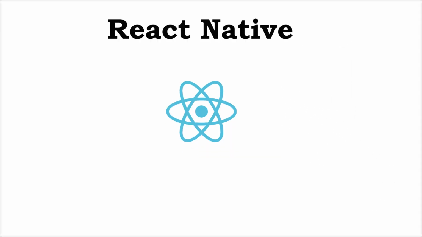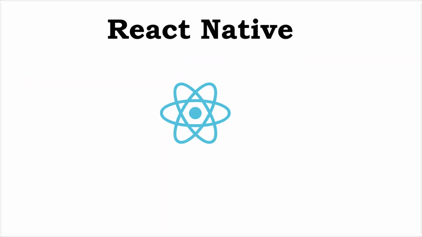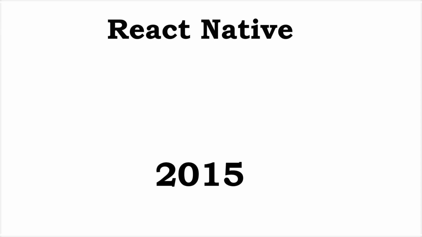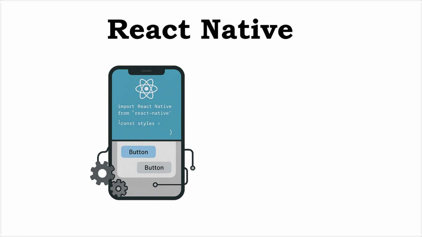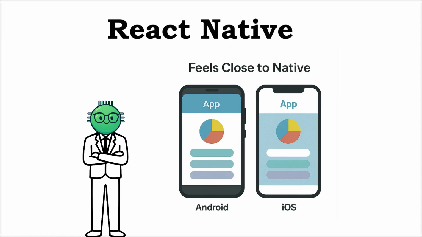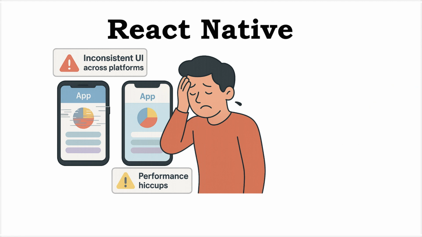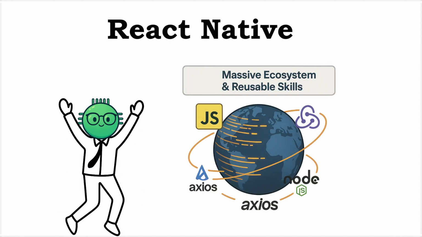React Native. React Native is built by Meta and based on JavaScript and React. It's been around since 2015 and lets developers write apps using web-style components. It doesn't render everything from scratch like Flutter. React Native uses native UI elements under the hood. So, apps feel closer to native, but sometimes struggle with performance or UI consistency. The huge perk is the ecosystem. JavaScript is everywhere, so you can reuse tons of libraries and skills.